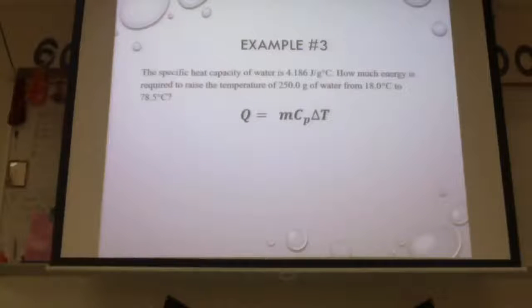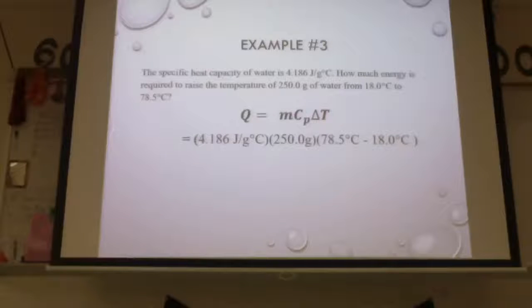What are all the individual numbers? We just went over it. Energy is equal to the mass times the specific heat times the change in temperature. So I'm looking for the energy, Q. It's the mass, so the 250 grams, times the specific heat, the 4.186, and then the change in temperature.